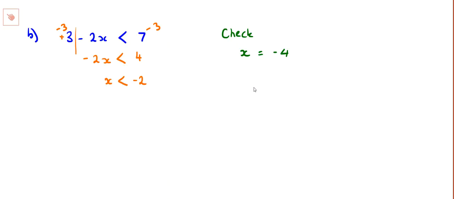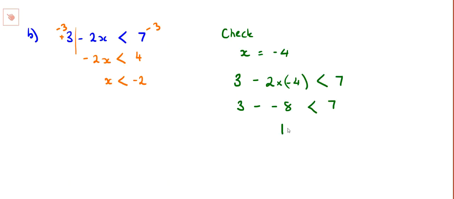So that would mean that 3 minus 2 times -4 should be less than 7 if we're correct. Yes. So let's just check. 3 minus 2 times -4 is -8, should be less than 7. And 3 minus -8 is 11. Should be less than 7. No. No, we've done nothing wrong. This is why it's important to check.